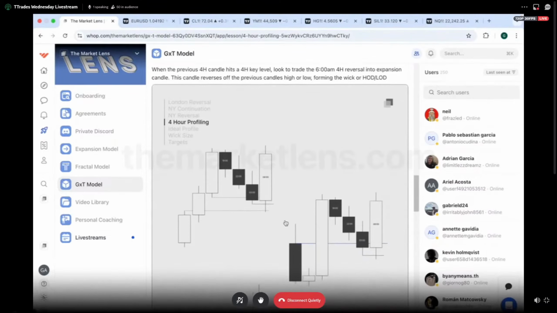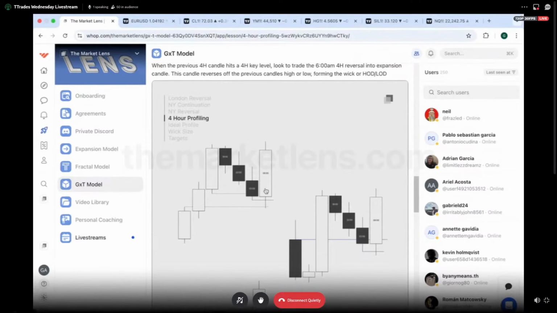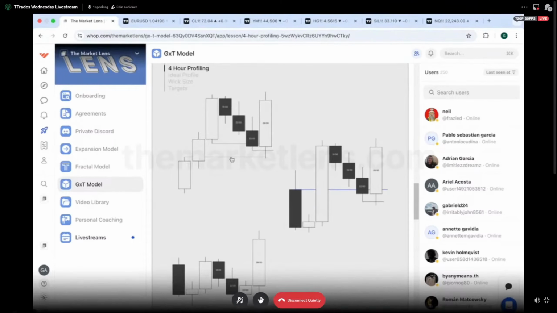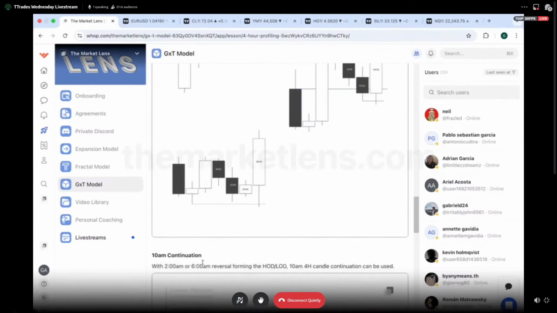So 6 a.m. reversal. So just like 2 a.m. reversal, we need to trade off that previous candle's low. So this is when the London session, the 4 hours within this candle, right, don't really do anything. Maybe it hits a key level, but it doesn't reverse, so we can't trade away from it. So we must create that reversal off that candle's low, and then we can trade away, right? And again, fair value gap, order block, and a swing low.